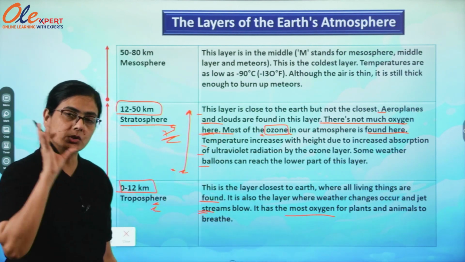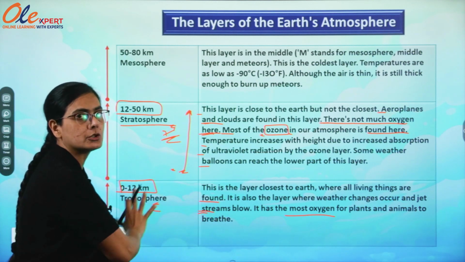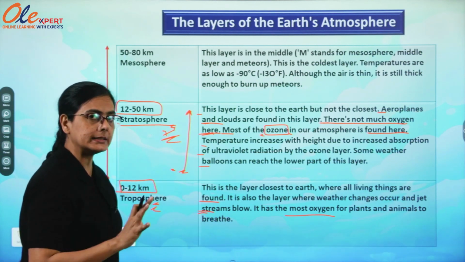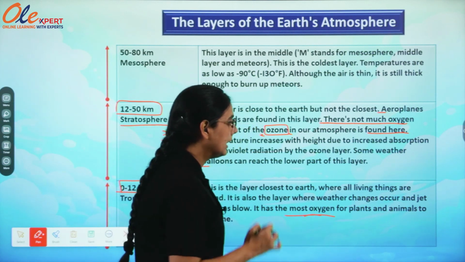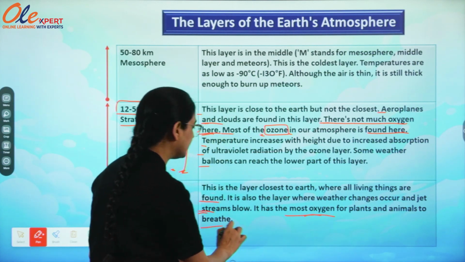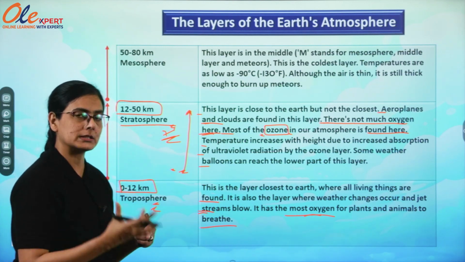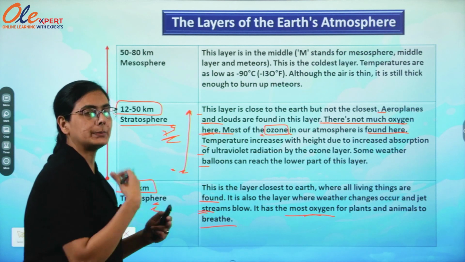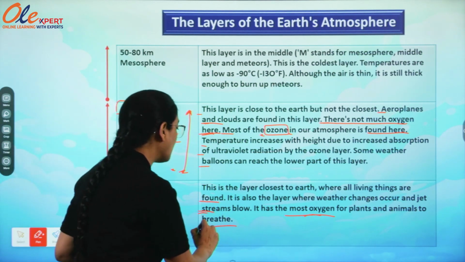Where do you find the maximum oxygen, in which layer of the atmosphere? The answer will be troposphere. In this layer we find maximum oxygen for plants and animals to breathe, as it has the maximum proportion of oxygen for the breathing of plants, animals and living beings which are dependent on oxygen.